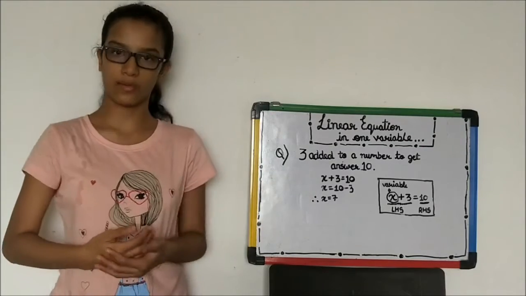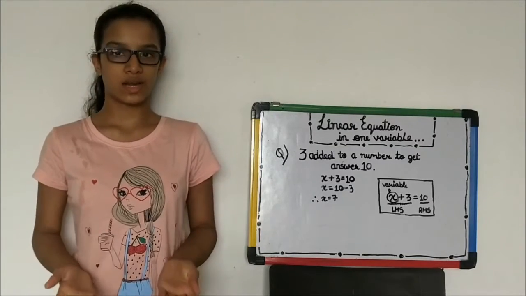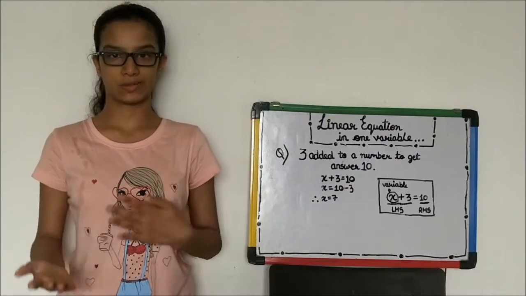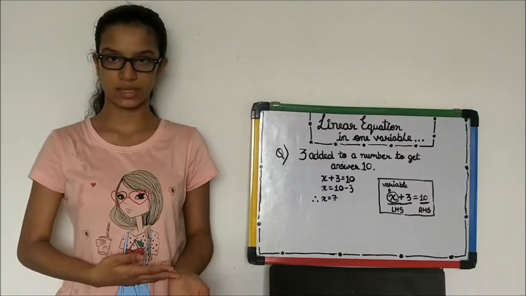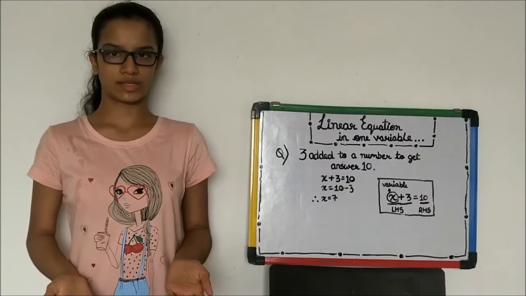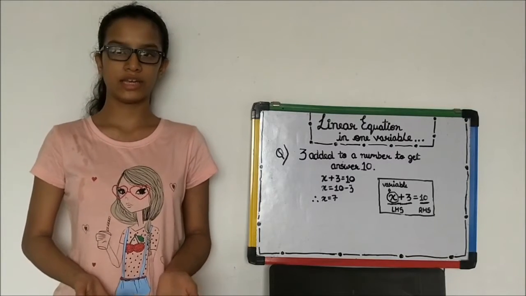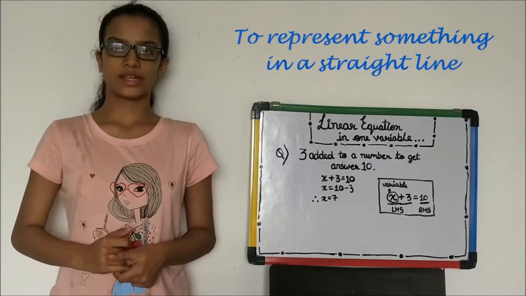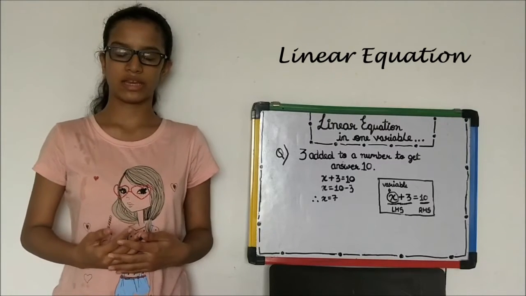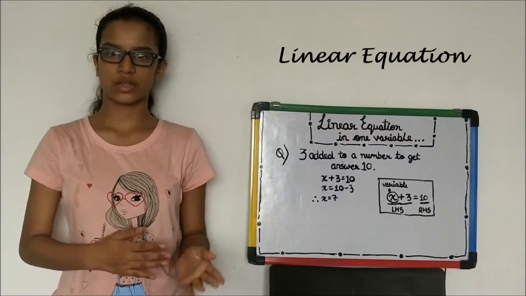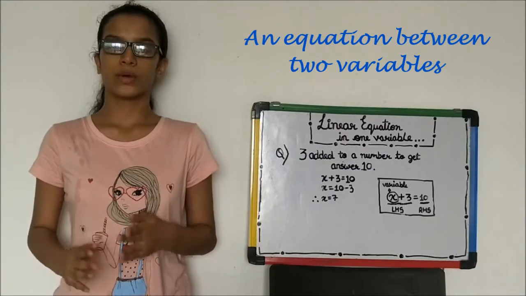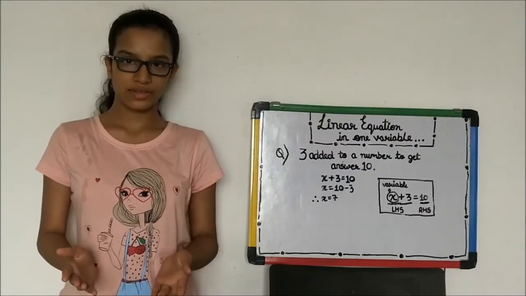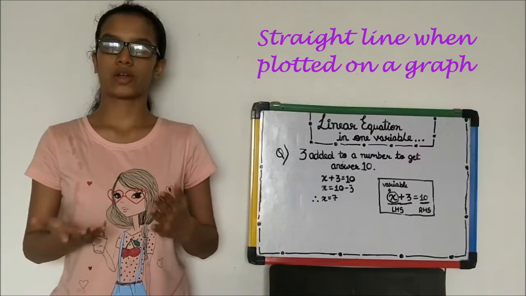And this is an equation. We have already studied terms such as equations and expressions in previous classes. But do you know what is the meaning of linear? Linear means to represent something in a straight line. Do you know what is a linear equation? Let me tell you that. A linear equation can be defined as an equation with two variables that gives us a straight line when plotted on a graph.